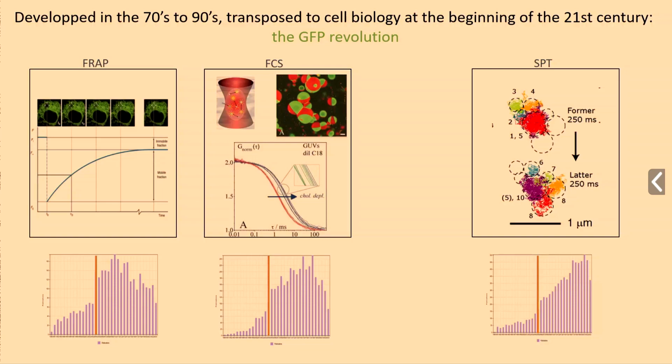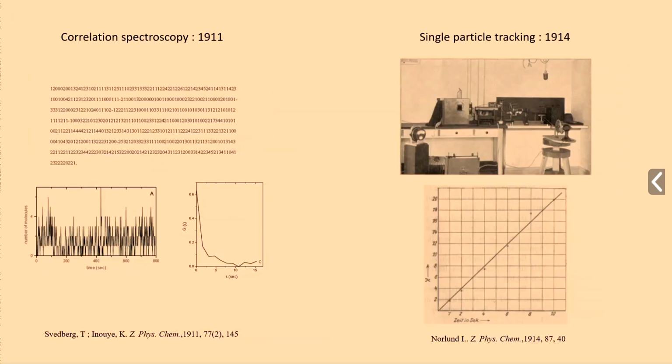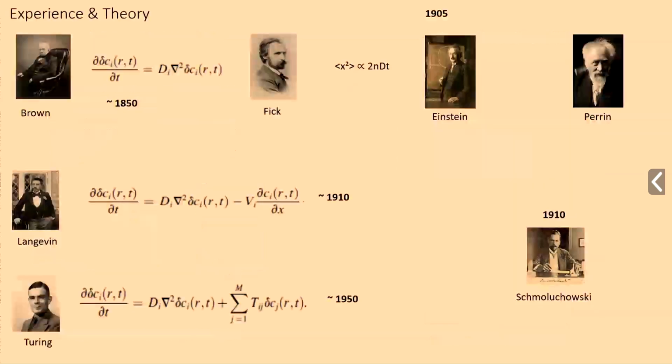Nevertheless, if we go back in time, we can see also that these two techniques, fluorescence correlation spectroscopy and single particle tracking, in fact already started in 1911 and 1914 respectively. And there was a long time where people didn't talk about them before they came back to biology. So there are chances that these techniques come in waves with time, and maybe FRAP will come again with new, I don't know, new something, I don't know exactly what.